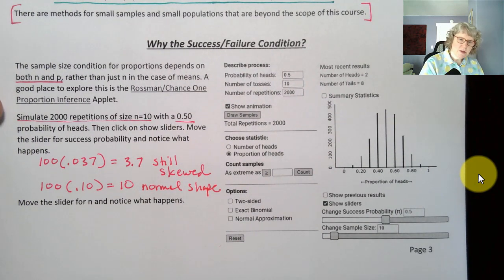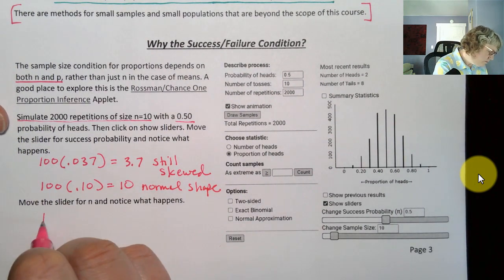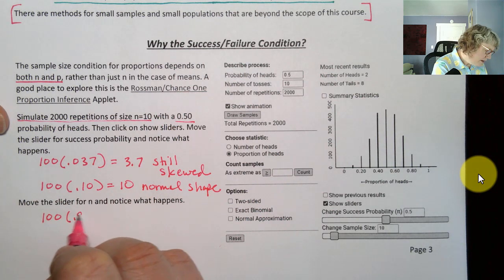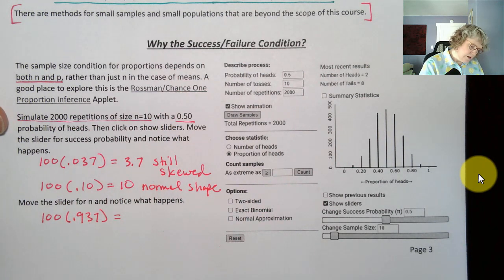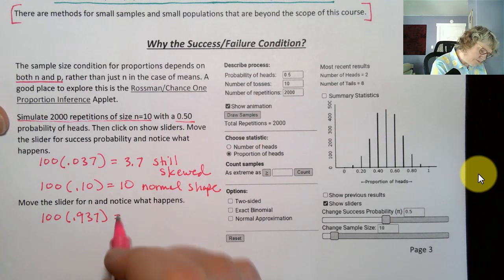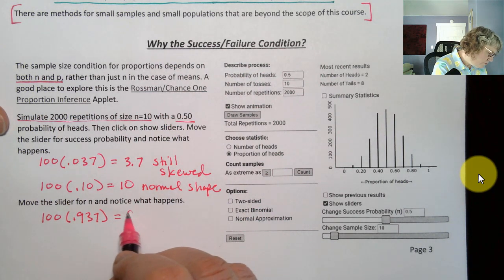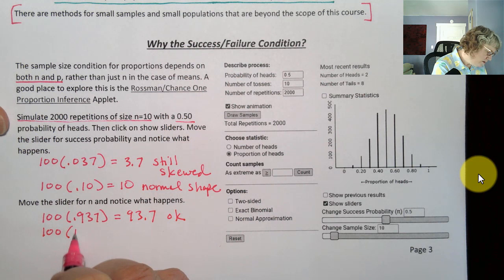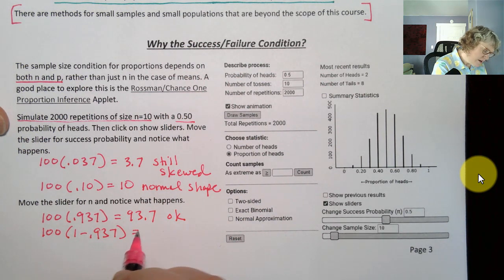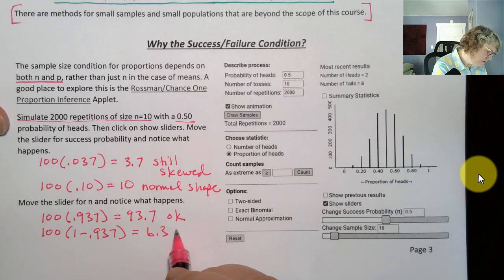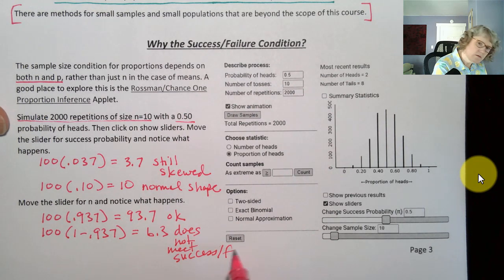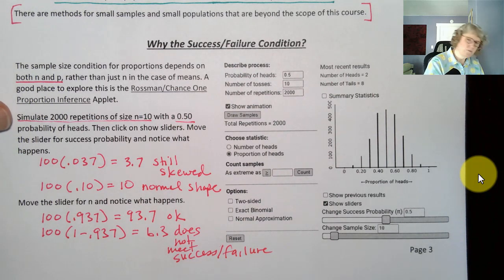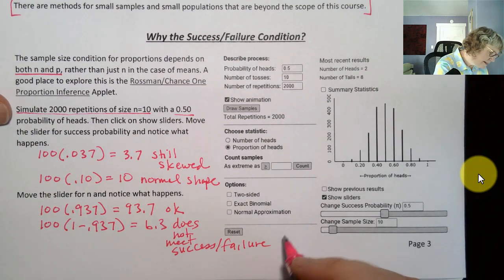Okay, and then same thing on the higher side. We did 100 times 0.937, and that was 93.7. That's okay, but 100 times 1 minus 0.937, that was 6.3. So this does not meet the success-failure condition.